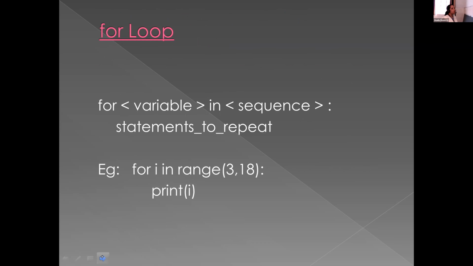For loop is the first iteration statement. The syntax of for loop is this. For, write the variable name, then use the keyword in, then sequence, then write the colon, then the statements to repeat. This is one example for loop. For i in range 3,18, write one colon here, then write print i.